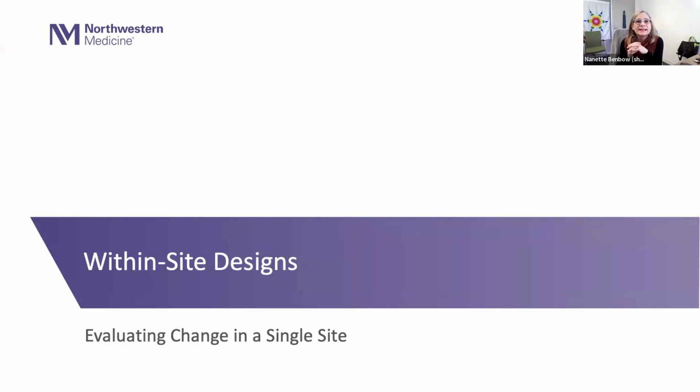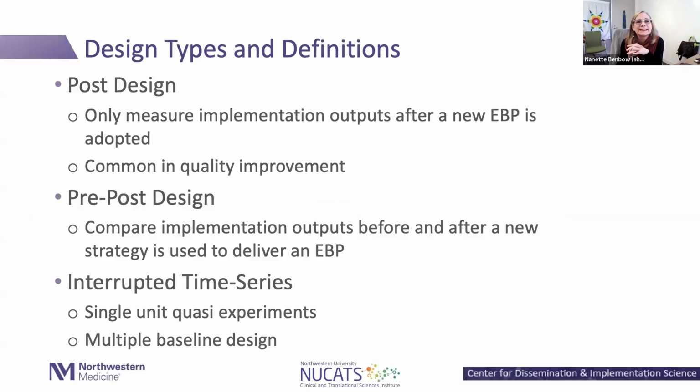Within site designs, I'll go through this very quickly. You've probably heard about these; they're pretty common. Post design, you're only measuring outcomes at the end. This is really common in quality improvement. Pre-post design, you'll have two key observation points, one before implementation and one after implementation of the evidence-based practice, and you'll want to see if there's any improvement or changes.